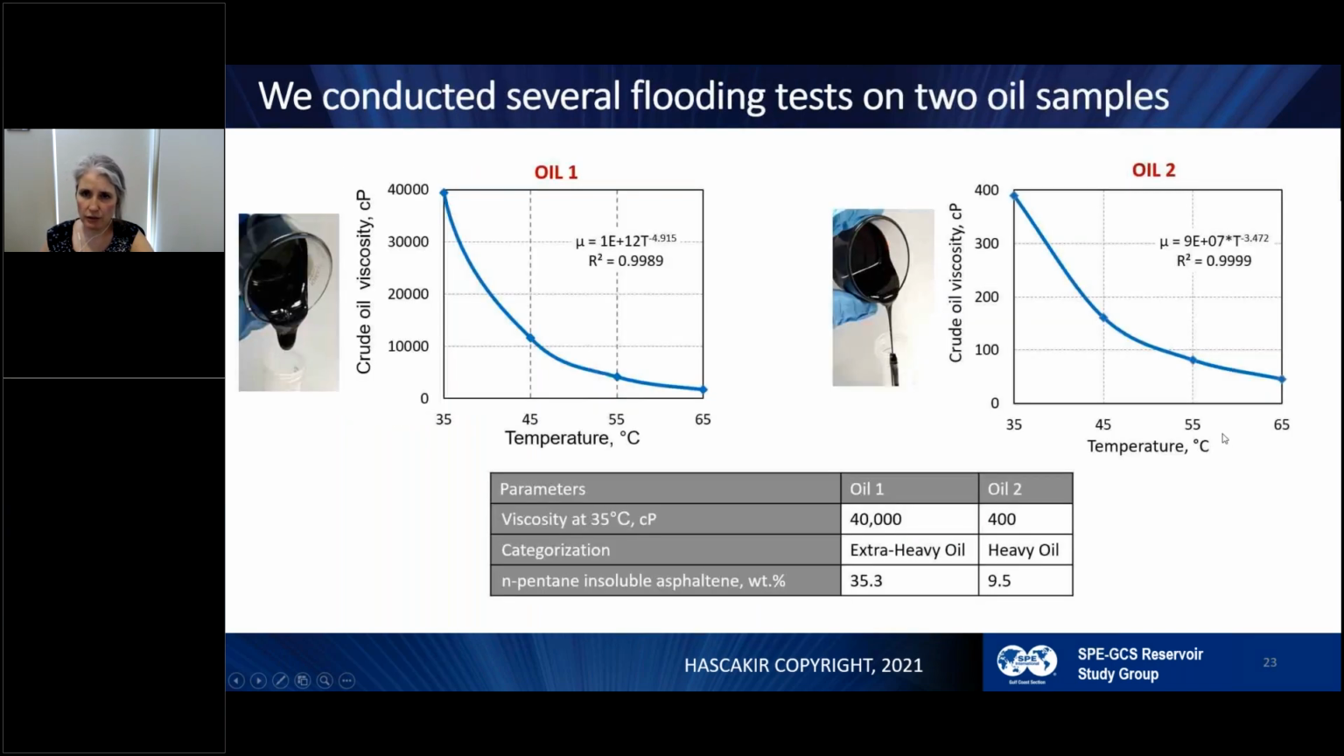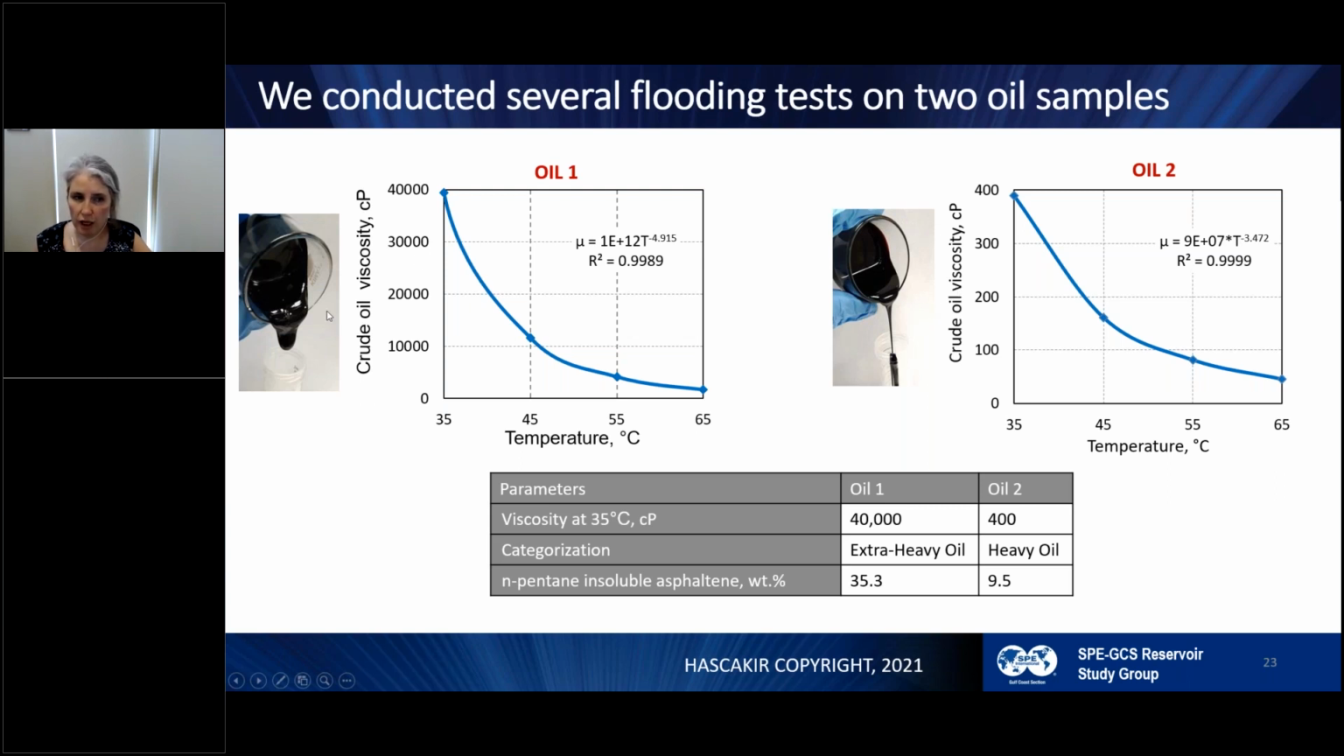So in this presentation, I will show you the results that we obtained from two different oil samples. And you are seeing here the first crude oil sample. It is extremely nasty. It has, at around room temperature, 40,000 centipoise viscosity. And the second oil is significantly lighter, but because the viscosity is 400 centipoise, it is still a heavy oil. And once we check these asphaltenes, this one has really high pentane insoluble asphaltenes. This one has significantly low asphaltenes.